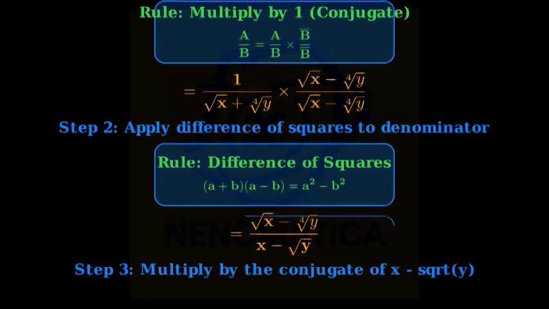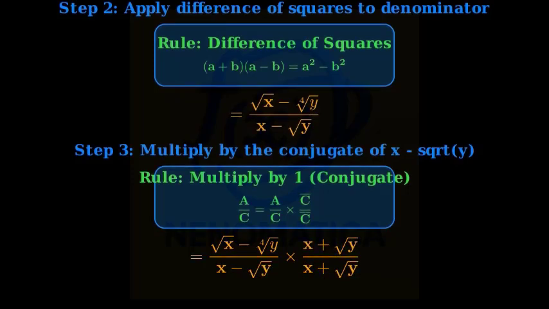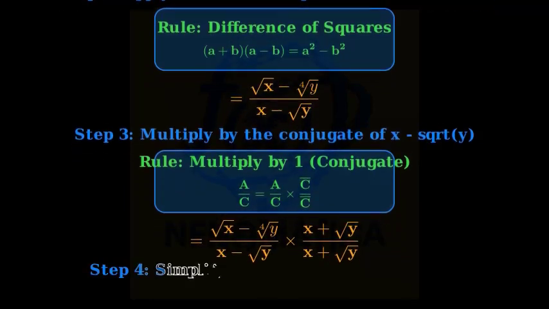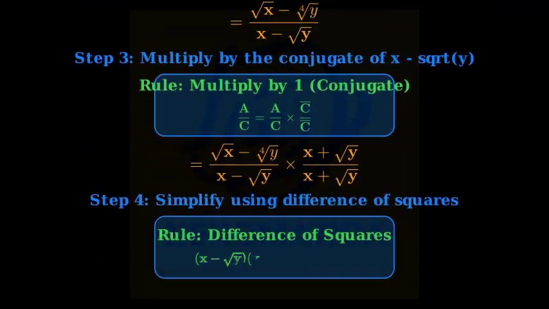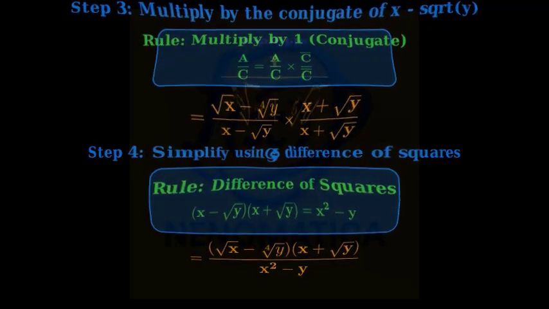Step 3. Multiply by 1 using the conjugate of x minus square root of y. We use x plus square root of y over itself. Step 4. Apply difference of squares once more to the denominator. The product x minus square root of y and x plus square root of y equals x squared minus y.